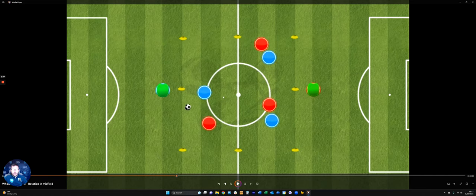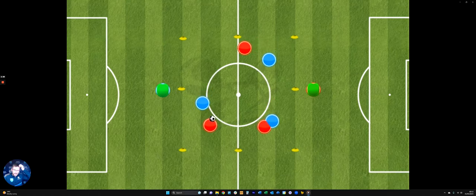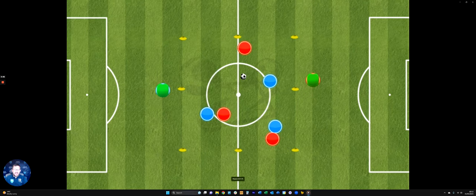So for the purpose of this 3v3, first 2 minutes, just let them play. And their aim is to get the ball from target player to target player. So it doesn't matter what way they were shooting in the match. Their aim is to play forward to the target players as quickly as they can. They can combine with their teammates, and you let that run for a few minutes.